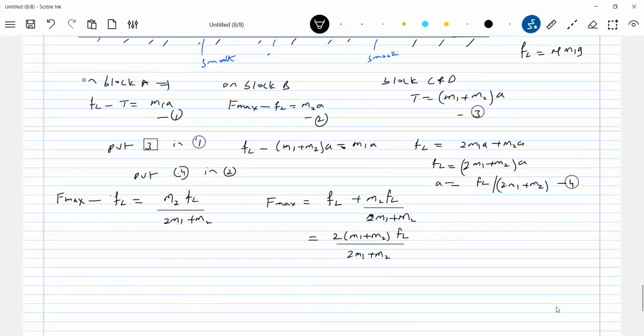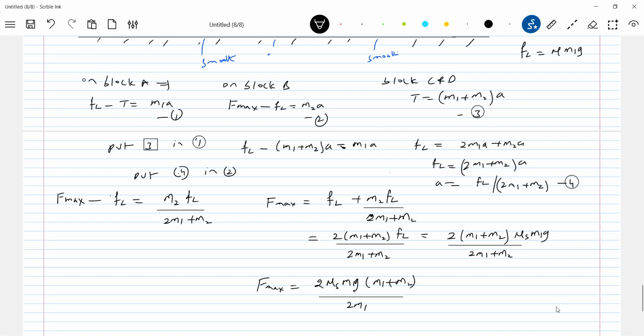2M1 plus M2. What is the value of FL? Mu S M1G. 2 M1 plus M2. Our final answer will be like this: 2 mu S M1G, M1 plus M2 by 2 M1 plus M2. Okay, this will be the answer.